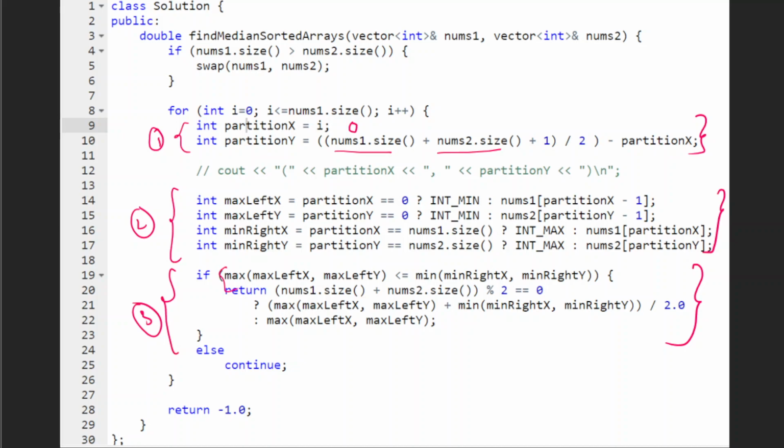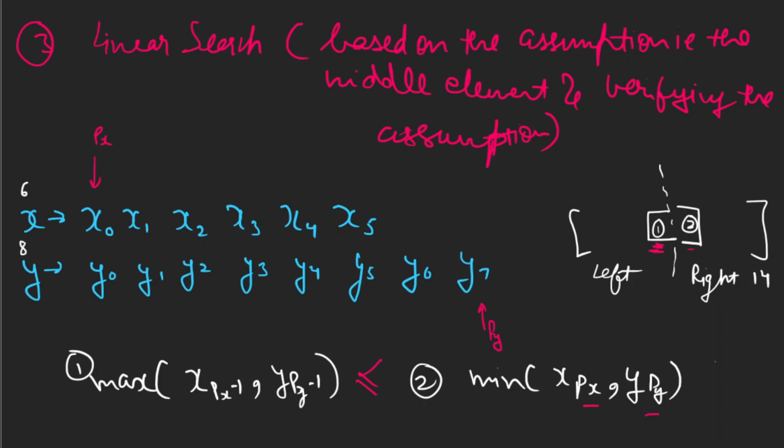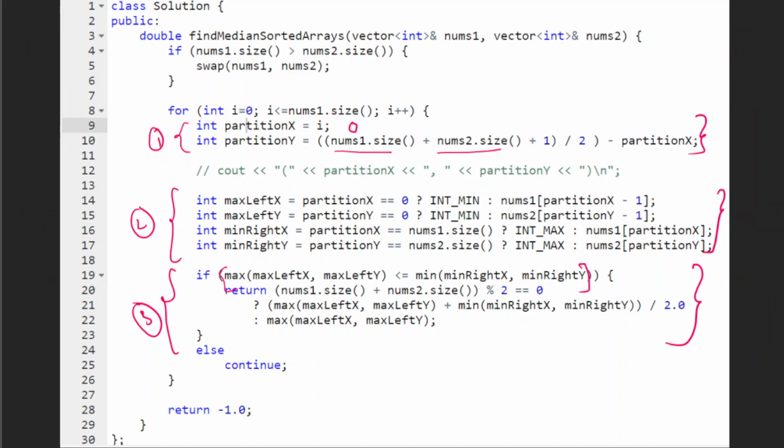If this condition is satisfied, that the max of max left x and max left y, this is the max left x and this is the max left y, and this is the min right x and this is the min right y, because any element, this is a and b, so a has to be smaller than or equal to b in a sorted array, right? Then we can say that these are actually the middle elements.